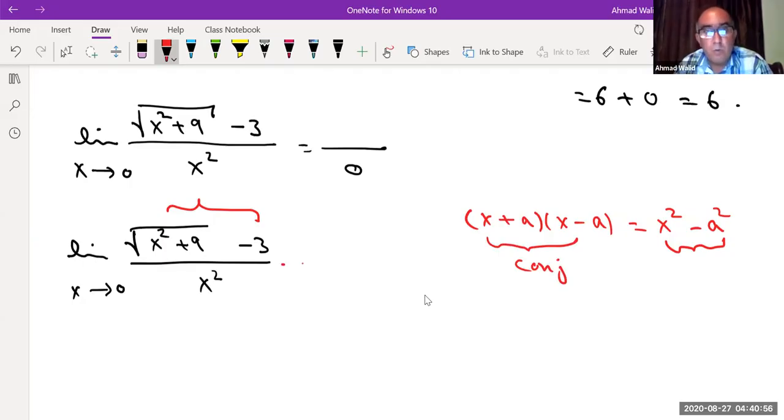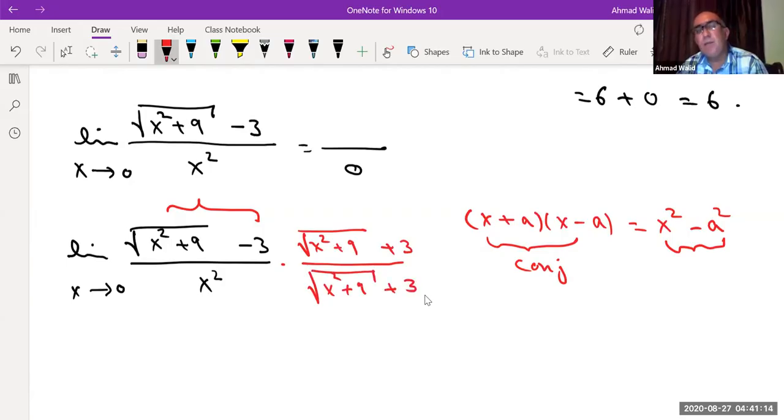Now, what is the conjugate of the numerator? The conjugate of the numerator is square root of x squared plus 9 plus 3, over the same thing, square root of x squared plus 9 plus 3. Multiply the top and bottom of this fraction with the conjugate of the numerator and try to simplify.